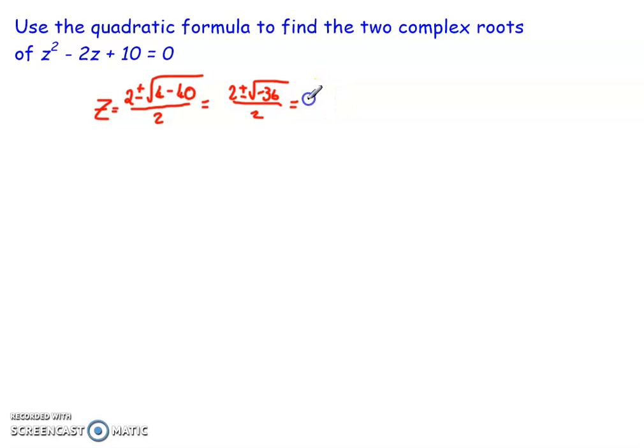Separate it out, I get 2 over 2, which is 1, plus or minus, so root of negative 36, split that into root 36, root negative 1, so square root of 36 is 6, so it's 6i divided by 2, so it's plus or minus 3i. So therefore my 2 solutions are z equals 1 plus 3i, or z equals 1 minus 3i. That right there kind of shows us one of the theorems we talked about, where if one complex number is a solution, its conjugate is as well. So that backs that one up that we talked about.